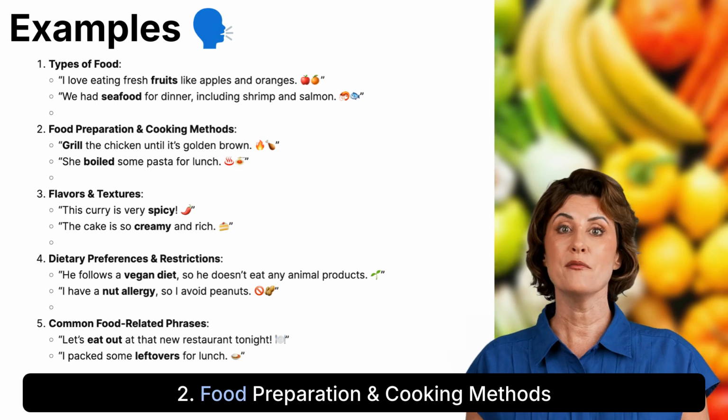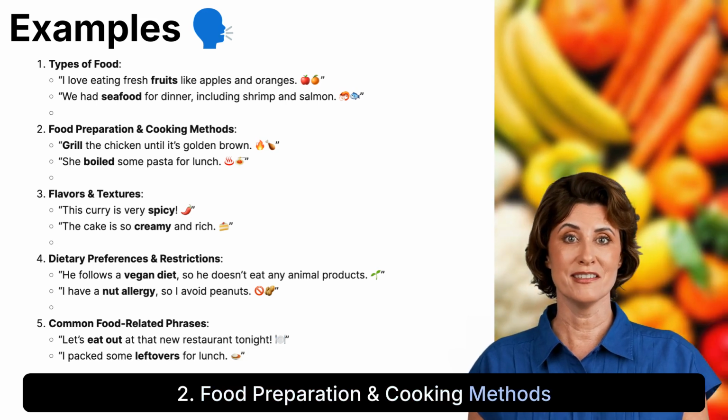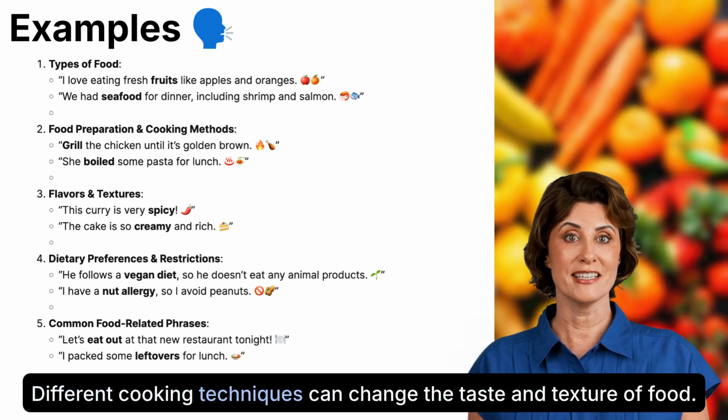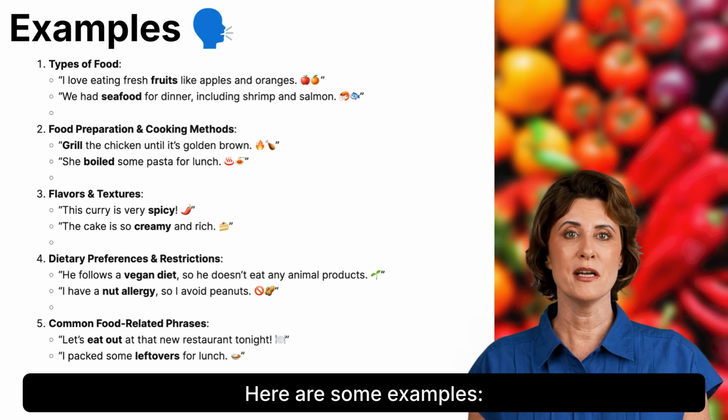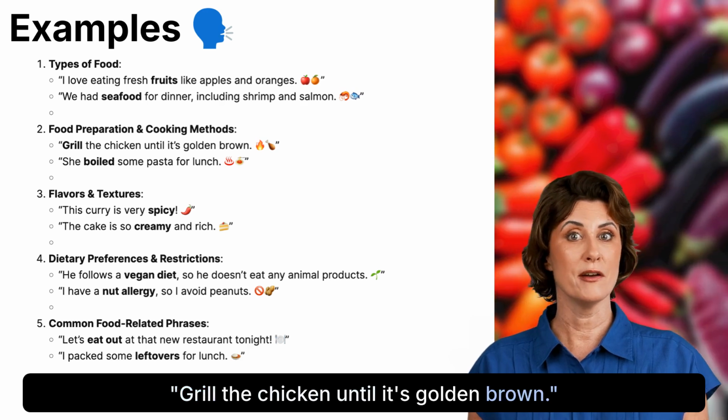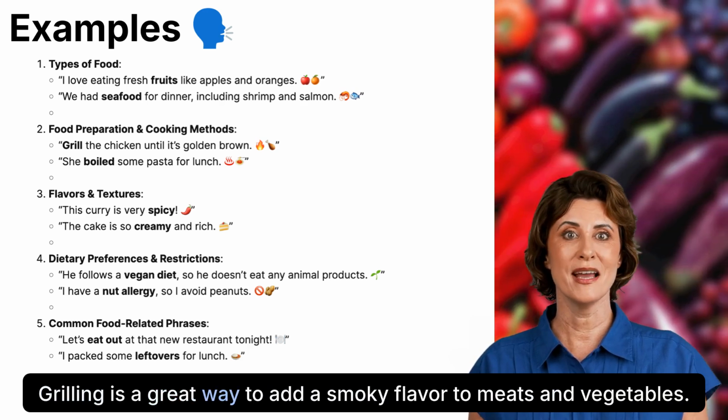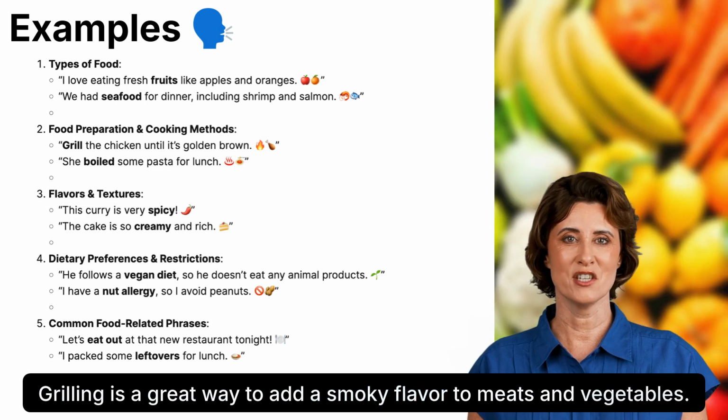2. Food preparation and cooking methods. Different cooking techniques can change the taste and texture of food. Here are some examples. Grill the chicken until it's golden brown. Grilling is a great way to add a smoky flavor to meats and vegetables.